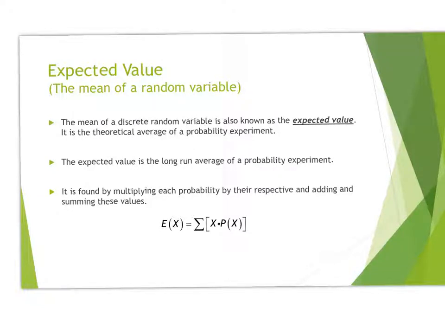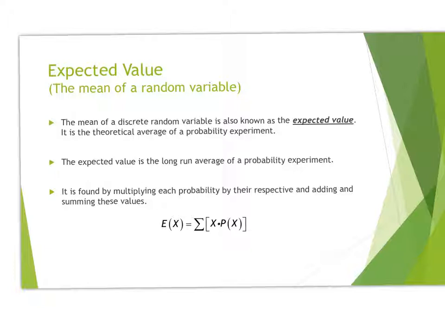So now that we have an idea about what a random variable is, we're going to talk about how we find the moments of a random variable, or basically the mean and the standard deviation of a random variable. And when we talk about the mean of a random variable, we're talking about this thing called the expected value.